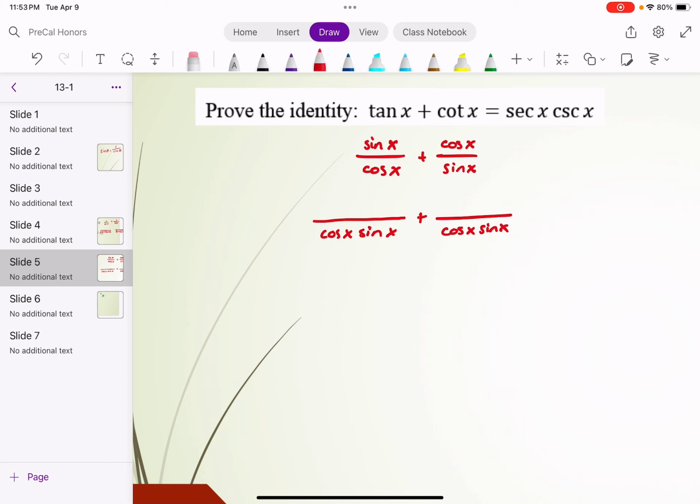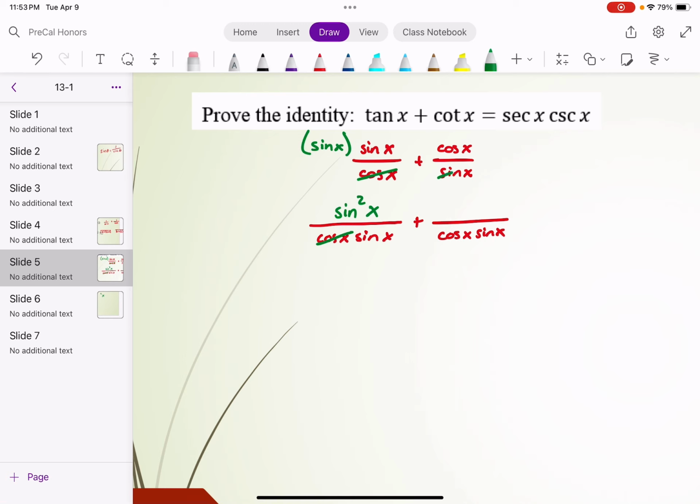You go ahead and create your new numerator. You can see that cosine x and cosine x would cancel off. You're left with multiplying your old numerator by sine x. This leaves you with sine squared x in your numerator. You're going to do the same thing for the right-hand side. Sine x cancels with sine x. You're going to multiply by cosine x, and you're going to be left with cosine squared x.